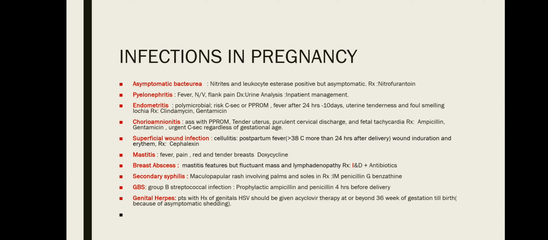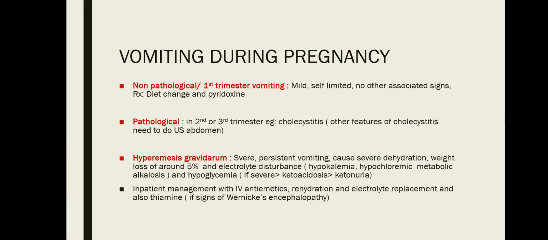And now the second topic is vomiting during pregnancy. So we all know that vomiting is very common during early pregnancy, and it's mild with no other symptoms like abdominal pain or tenderness. And for the management, we recommend the mom change her diet and give pyridoxine. This is all the management of first trimester vomiting.